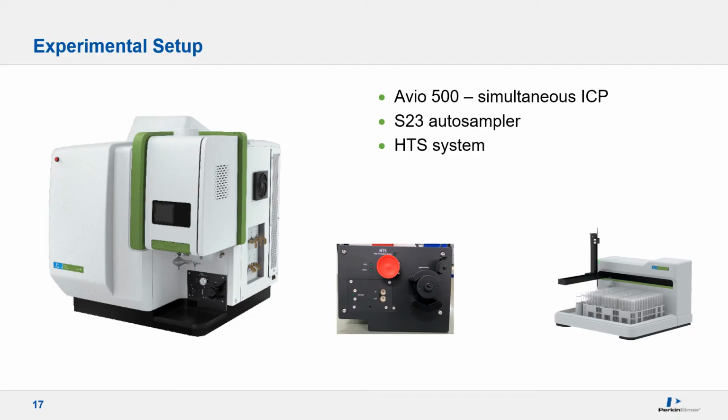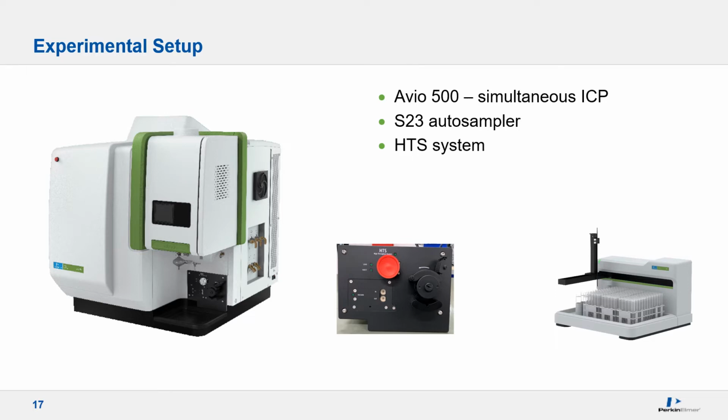The Avio 500 ICP-OES was paired with the HTS and S23 Autosampler. The Avio 500 is a simultaneous ICP-OES. It has the capability to run in both axial and radial modes, or a combination of both. The Avio 500 captures spectra on both the UV and visible detectors simultaneously, meaning that it can reduce the speed of analysis.